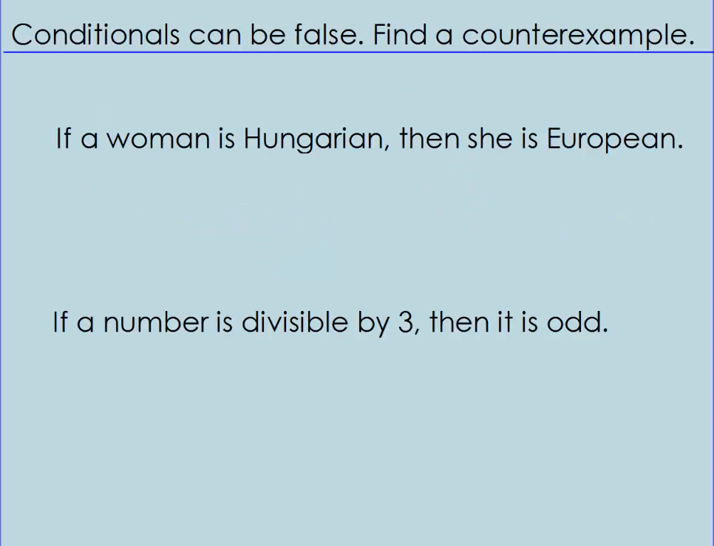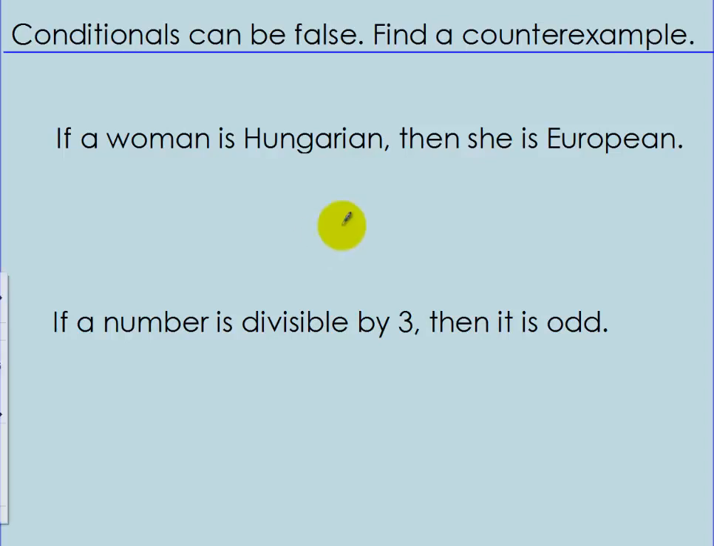Conditionals can be false. So, and then we want to find a counterexample. So let's look at these two conditionals. They aren't truths that always have to be true. They could be a conditional that someone says, and just because they say something doesn't make it true. So in these cases, we want to find counterexamples.